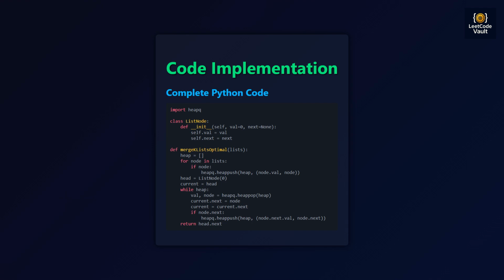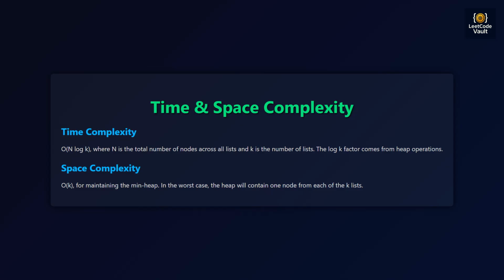Code implementation. Let's see the code in Python. We'll use the heap queue module for the min-heap. First, we create a min-heap containing tuples of node value, list index, and node pointer. We iterate until the heap is empty, always extracting the smallest node, adding it to the result, and pushing the next node from its corresponding list.